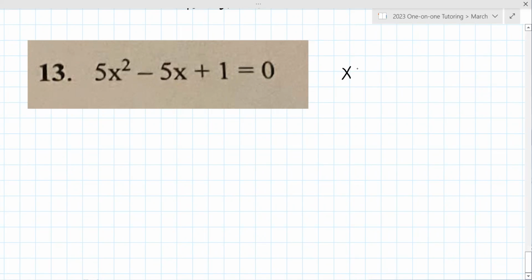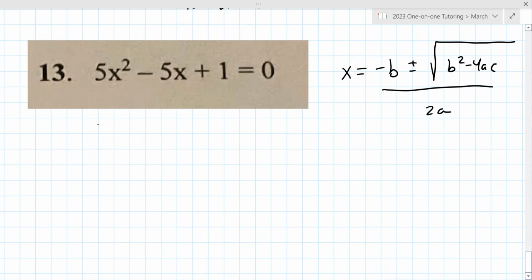Okay, quadratic formula. That's the big one here. Minus b plus or minus the square root of b squared minus 4ac all over 2a. A is 5, b is minus 5, c is 1. So we talked about the idea that it might be better to do the discriminant first, just to check your calculations, because there's a lot going on here. So let's try that here.